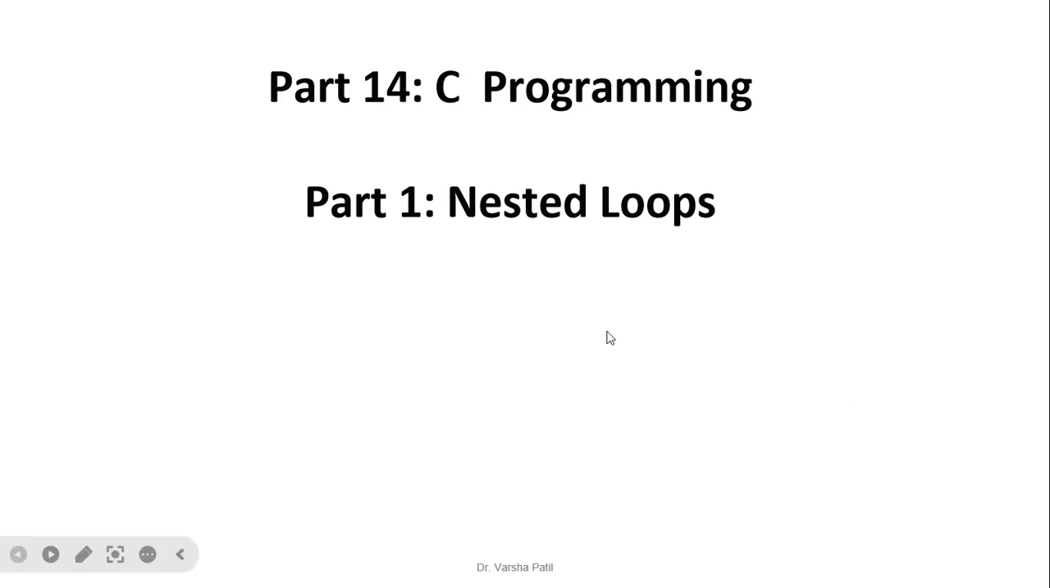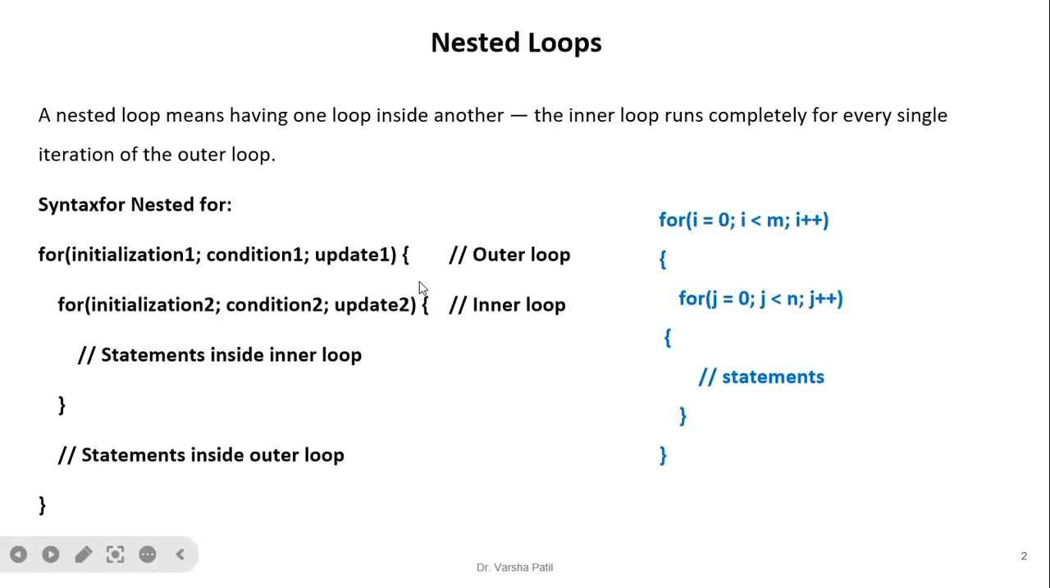The topic of this video is C programming, and in this video I am going to explain nested loop. This is part 1 of nested loop. Now let us start. A nested loop means having one loop inside another. The inner loop runs completely for every single iteration of the outer loop.